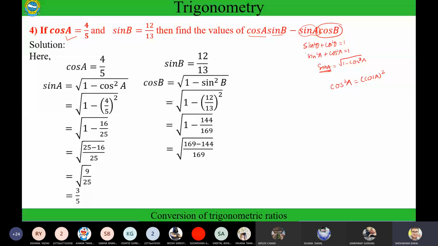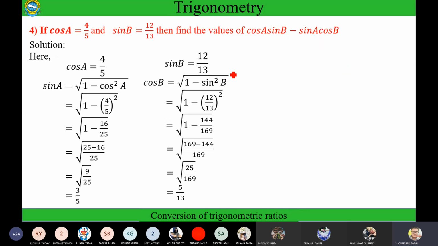Let's do the further simplification. It will be 169 minus 144 by 169, and this is equal to square root 25 by 169, which is 5 by 13, because the square root of 25 is 5 and the square root of 169 is 13. So we have got all the values now. We have cos A, also sin B, similarly sin A, also cos B.